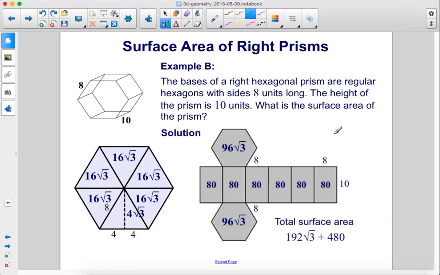Here is the solution. Each hexagon has an area of 96 times the square root of 3, so two of those add up to 192 times the square root of 3, and then all of these rectangles add up to 480.